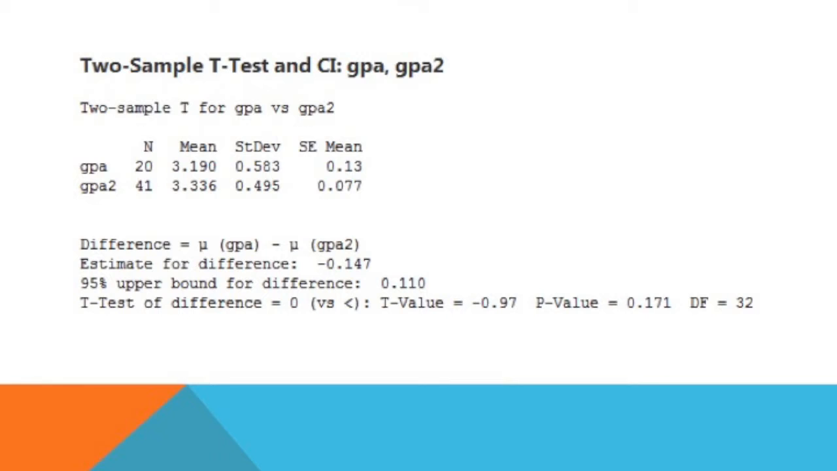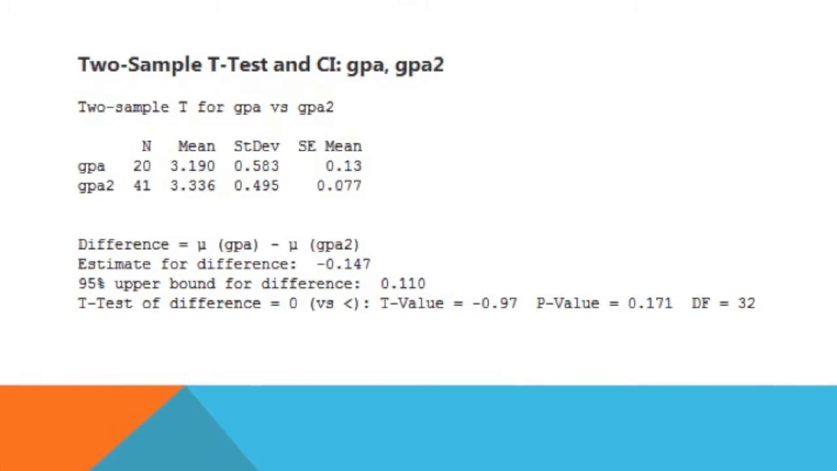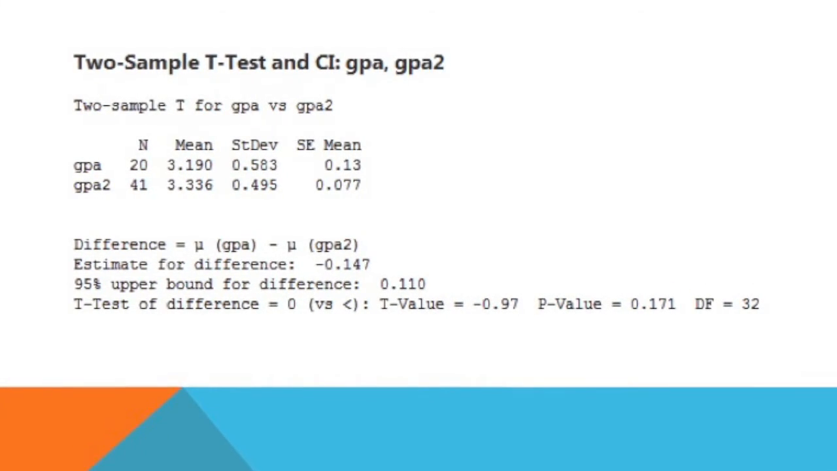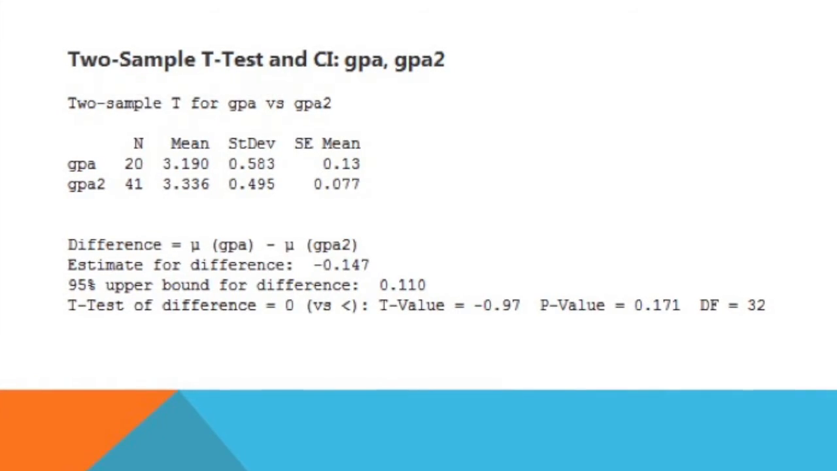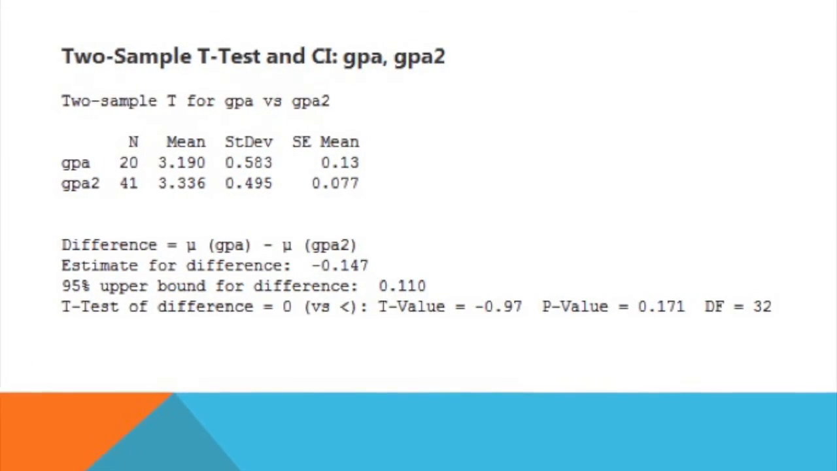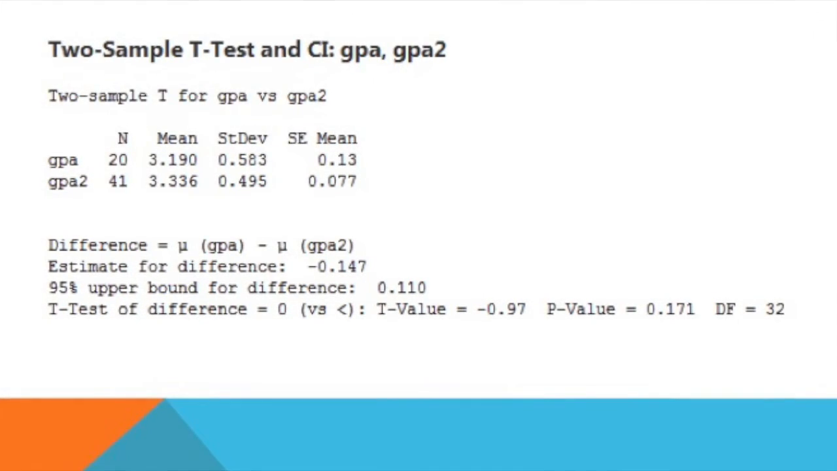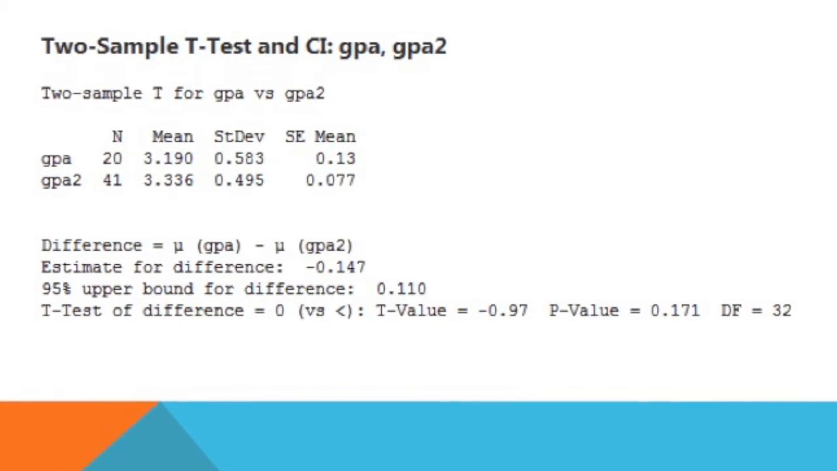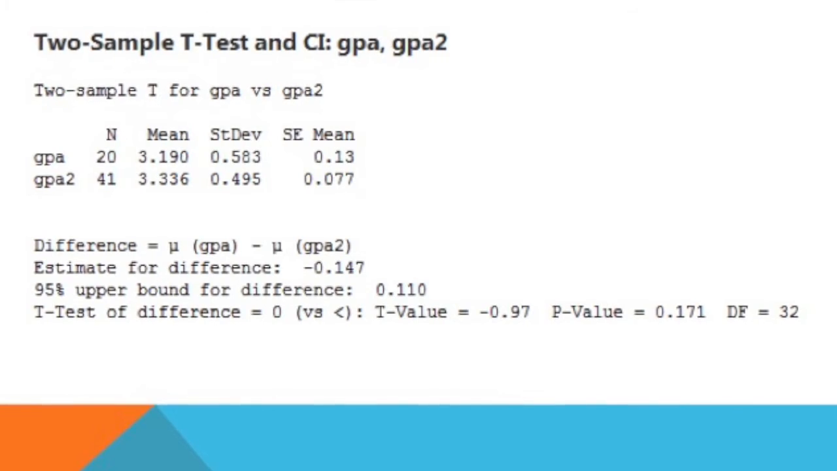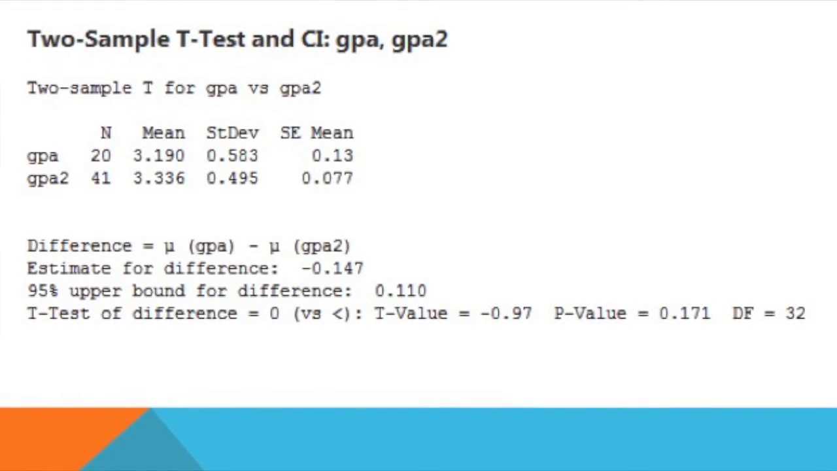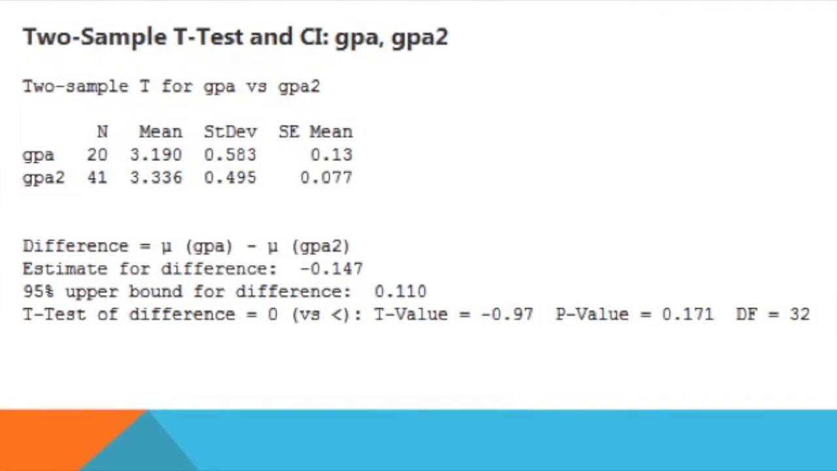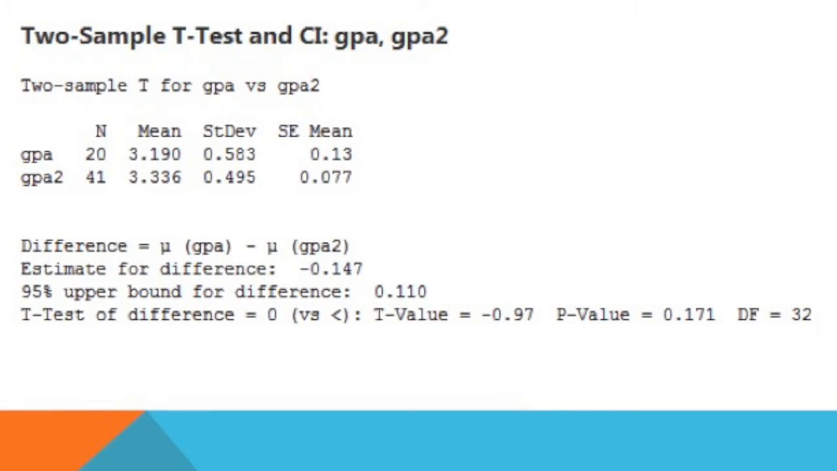So here we have a claim that the average GPA of students who do drugs more than 4 times per week is less than the average GPA of students who do drugs less than 4 times per week. 3.336 is the average GPA of students who participate in drug use less than 4 times a week, and 3.190 is the average GPA of students who participate in drug use more than 4 times per week. Therefore, we can support our claim.